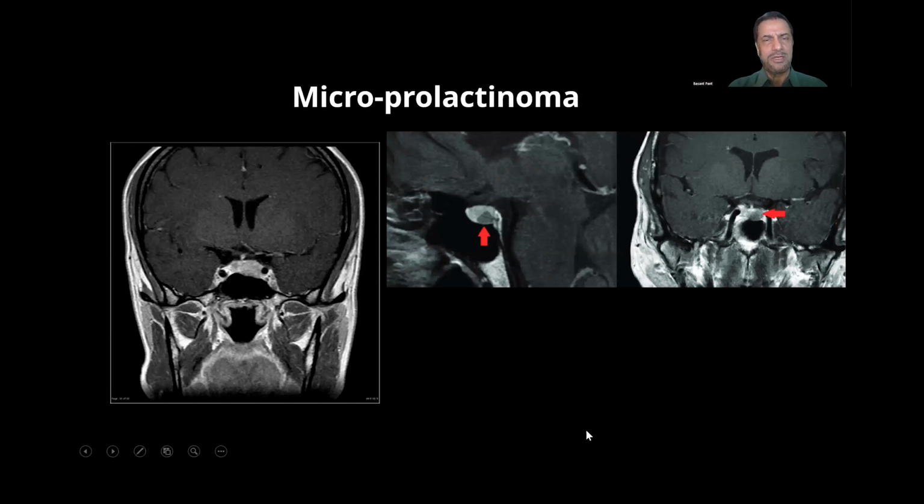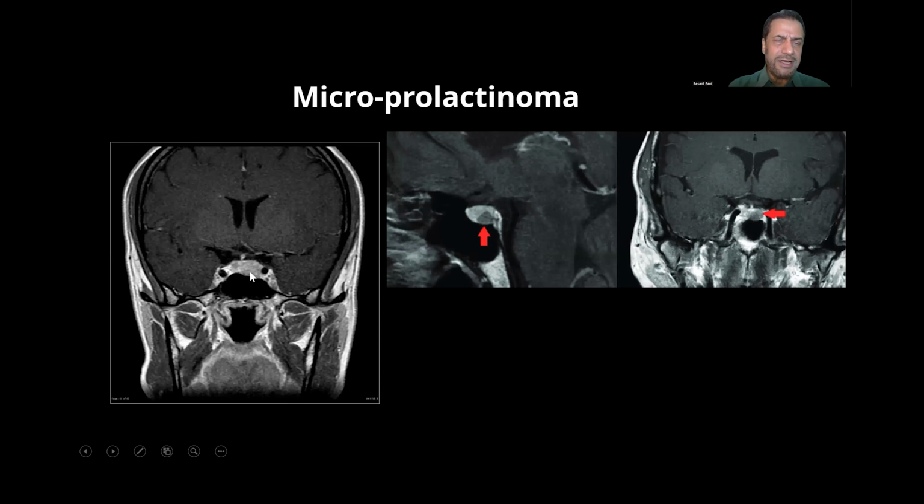Sometimes the pituitary tumor will be so small that you will not be able to see it. So you may have to do delayed images like this, where the sagittal image shows that the rest of the pituitary gland, the normal pituitary gland, is enhanced, whereas the pituitary tumor, which is micro, is in this case a microprolactinoma. Sometimes ACTH producing Cushing's pituitary also looks like this, but most of the time it's a prolactinoma.